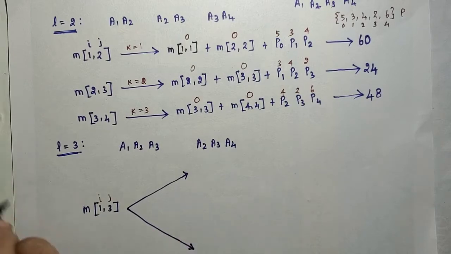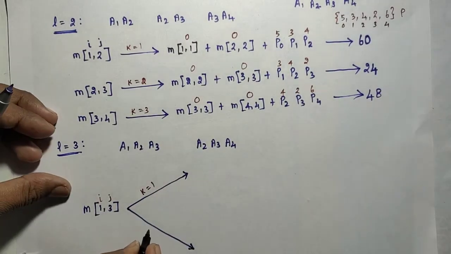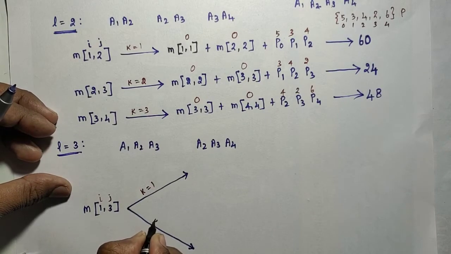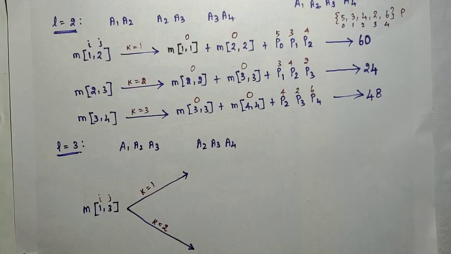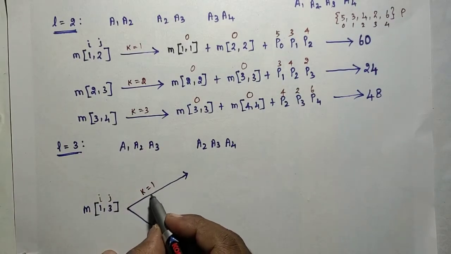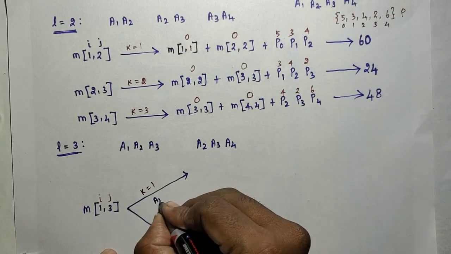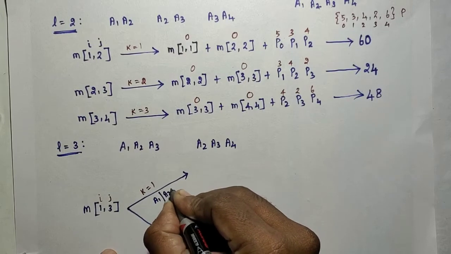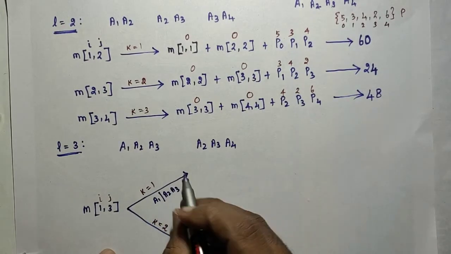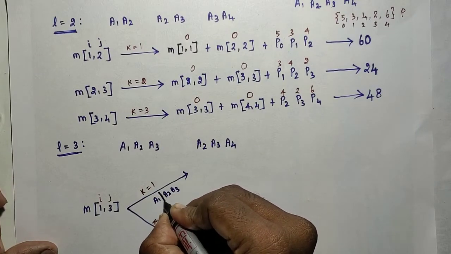So one is K equal to 1, another one is K equal to 2. What are the 2 possibilities? First come to K equal to 1. K equal to 1 means that the split occurs at 1. So it means A1 and then A2, A3, like that. The split occurs at A1 and then A2, A3.